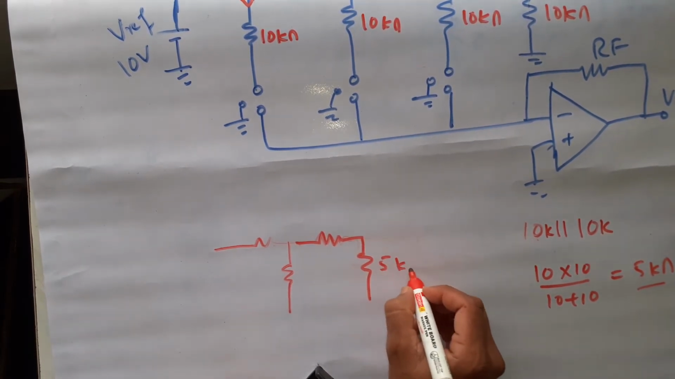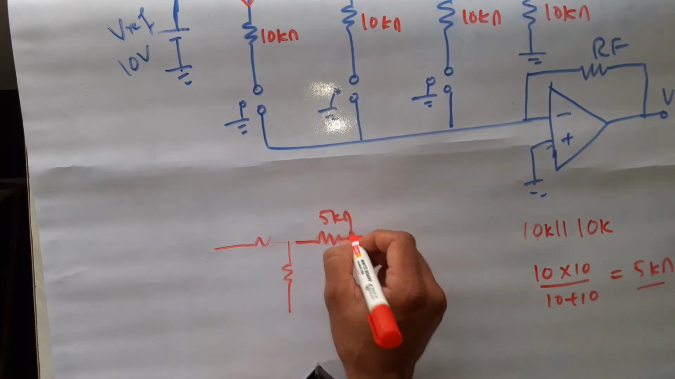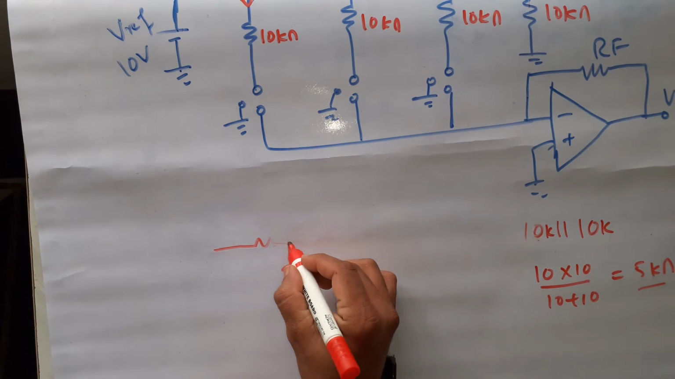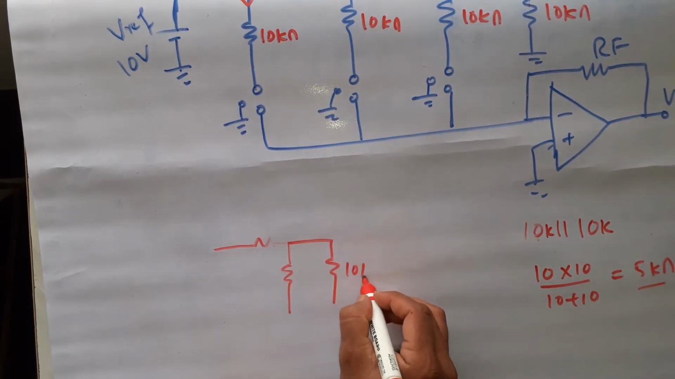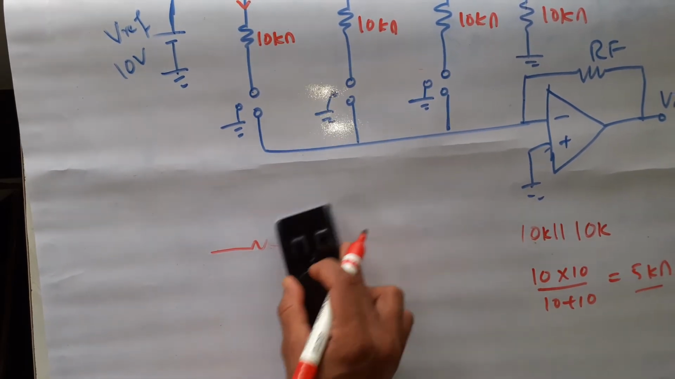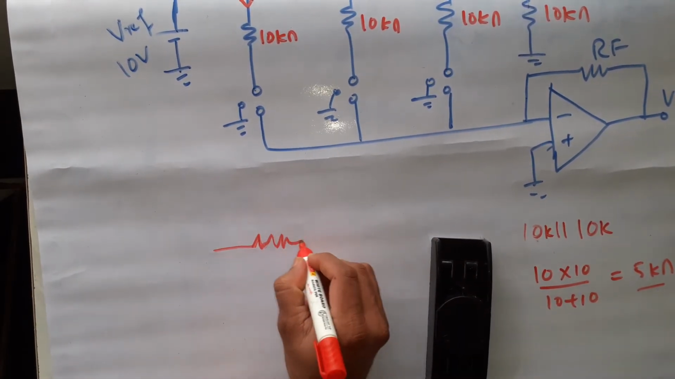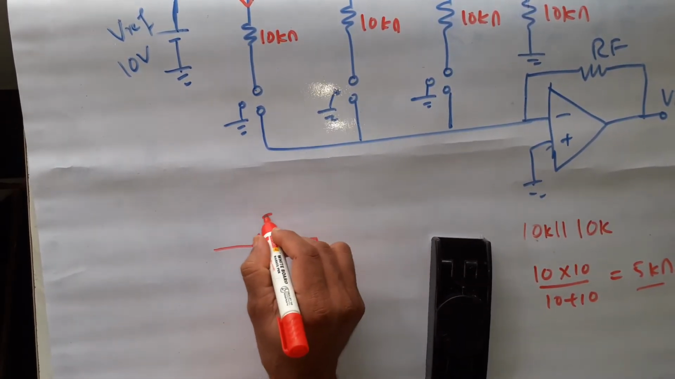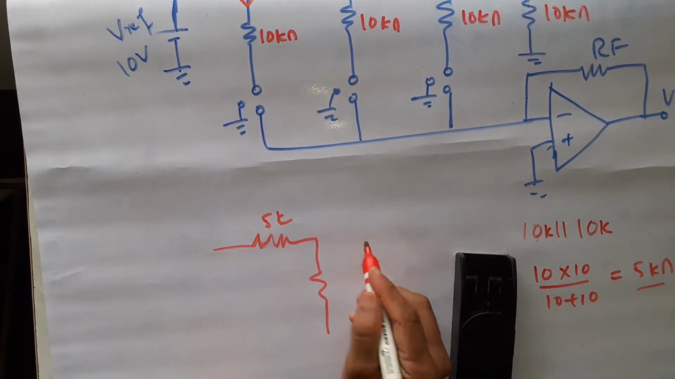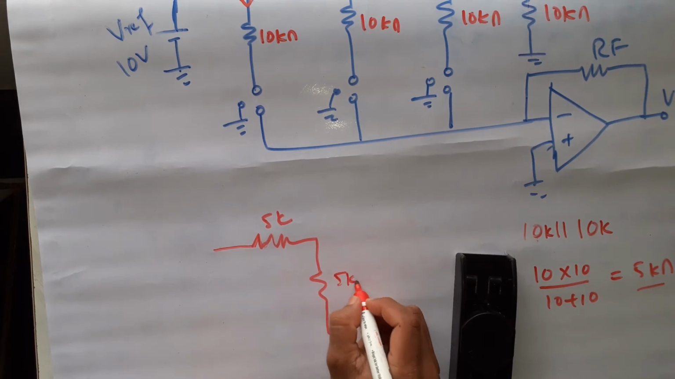which is of 5 kilo ohm. Here you have again 5 kilo ohm. 5k again in series, right? So this will have 10k here. Again these two are in parallel. Go on doing like this. You will remain with two resistors, 5k and 5k here.